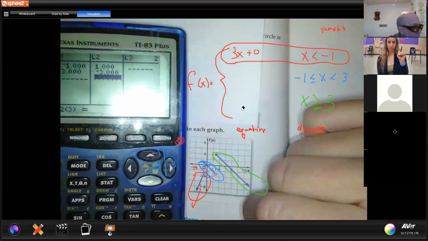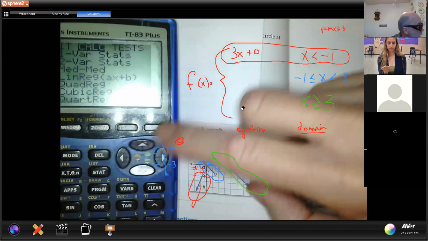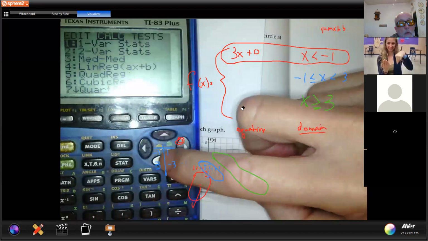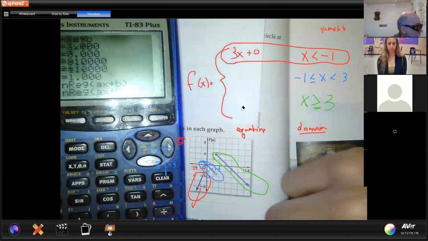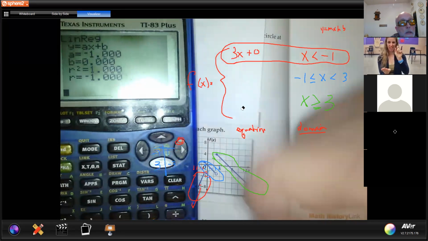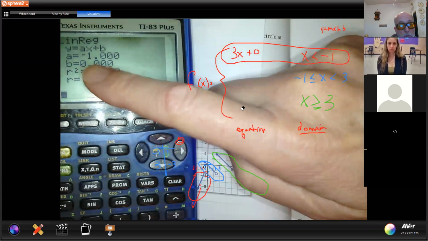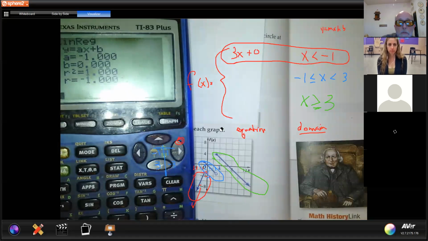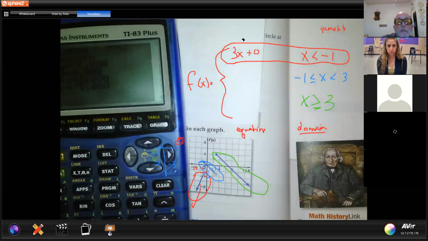So the equation of my second line: I hit the stat button. Remember, this is your best friend right here. Stat button, over 1 to calculate, down to number 4, which is linear regression. I hit enter twice. I have to hit it twice, and it tells me the equation of this line is -1x plus 0. Again, okay, so -1. All right. Where's mine? Come back. There you go. -1x plus 0.